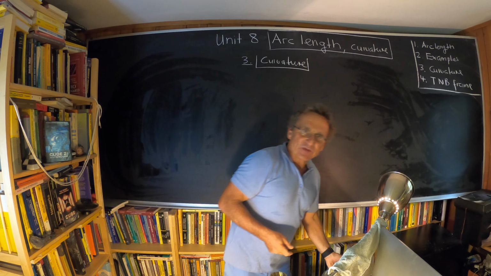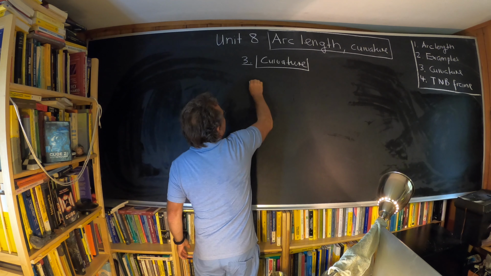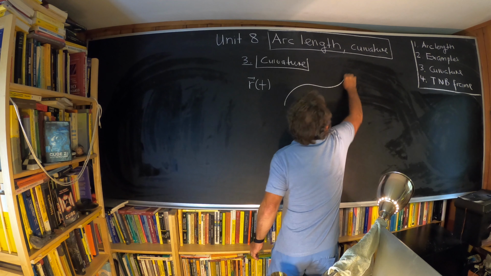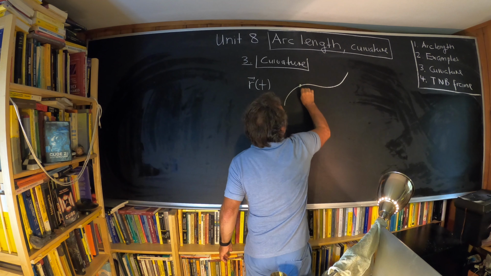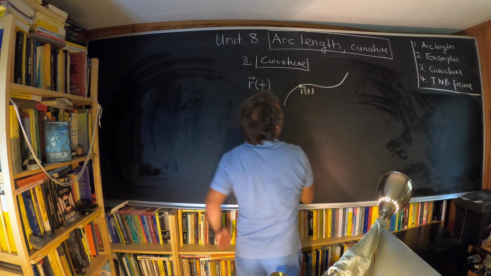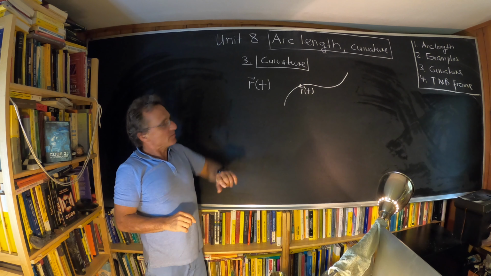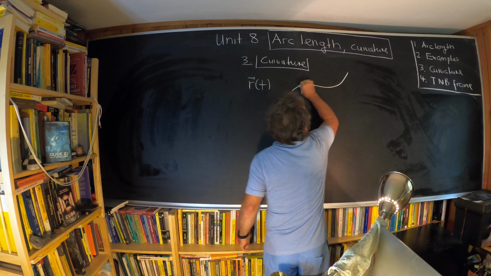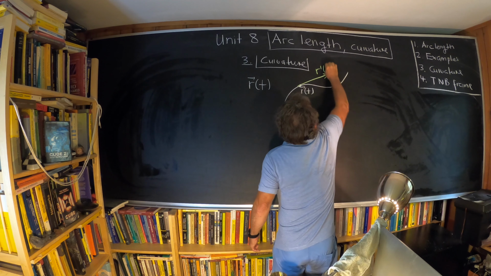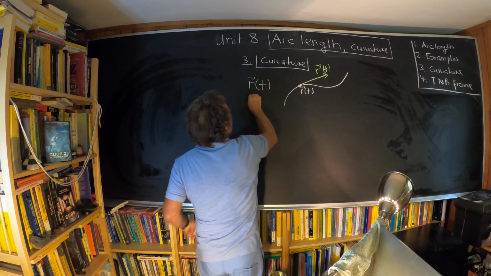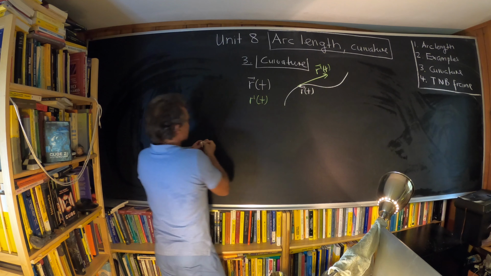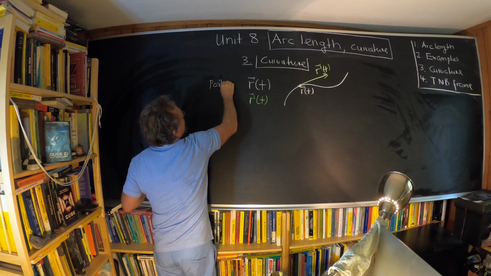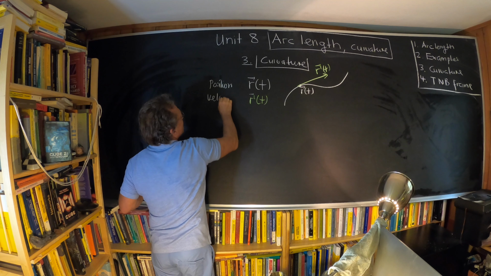So one way we can think about this is we have the parameterization r of t. This is r of t, so r of t tells us where we are at time t, and we have also seen the velocity vector r prime of t. This is r prime of t. This is the velocity. So this is position. This is velocity.